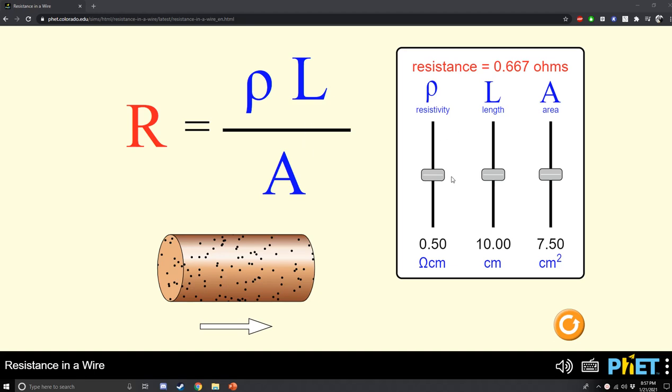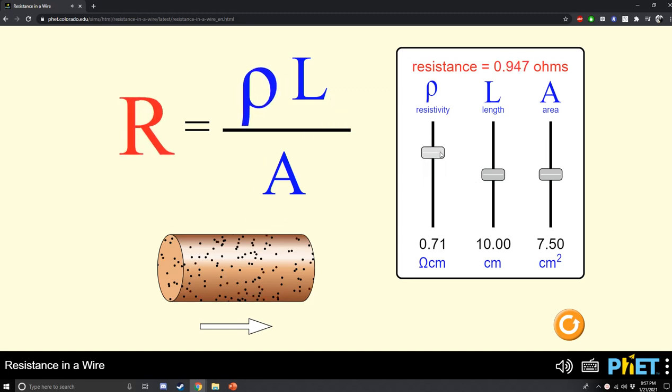Now, you can see over here that I can adjust these sliders, and that's going to affect the resistivity. If I increase this, you can see that it starts adding in a bunch more charges. With the added materials inside this wire, it now is going to make it harder for electrons to flow through because they're going to be constantly bumping into these particles, making its resistance higher.